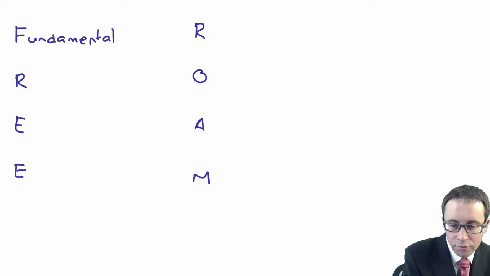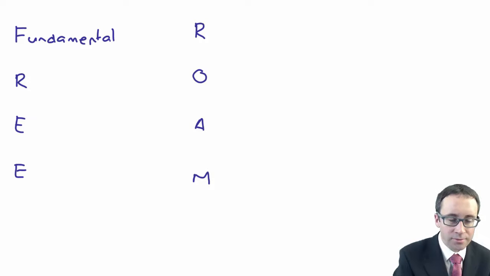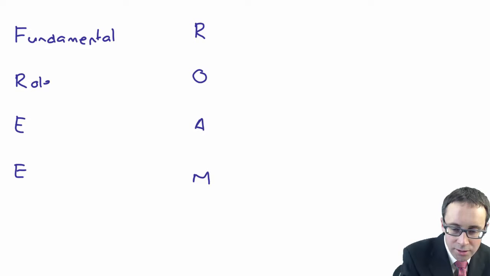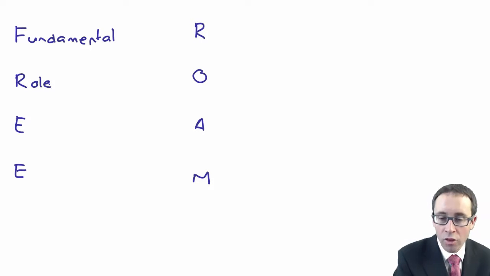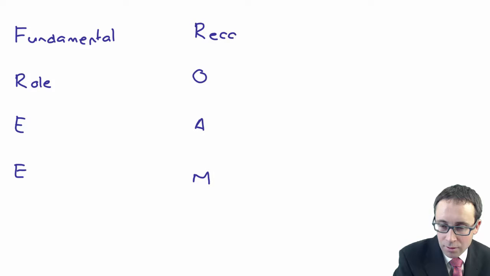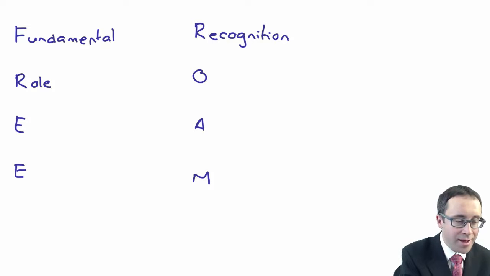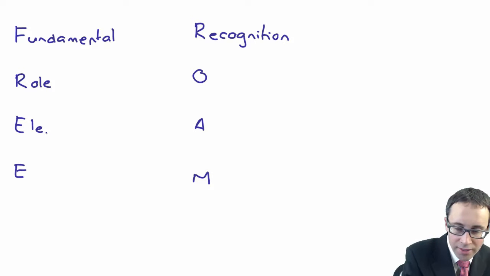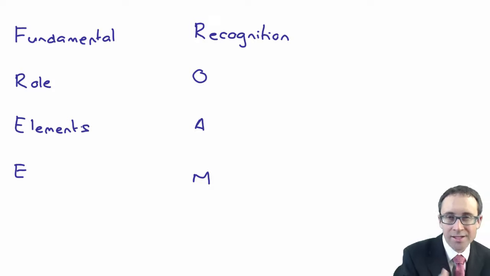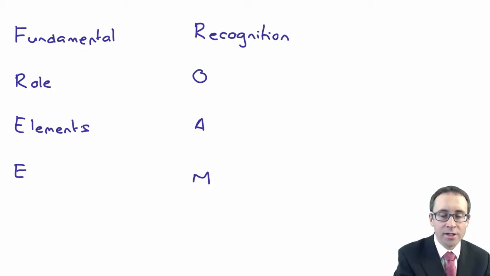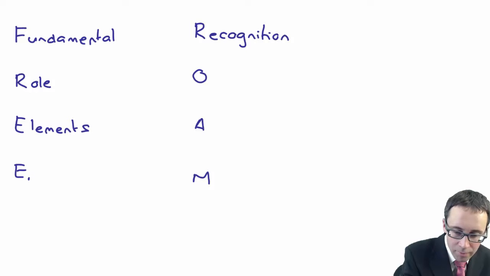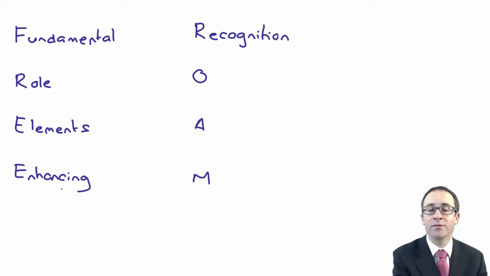F is thinking about your fundamental qualitative characteristics. The R is the role. The other R is recognition, isn't it? E, again, that's going to be a little bit challenging. Is it the elements? So assets, liabilities, equity, income, expenditure. The other E is the enhancing qualitative characteristics.